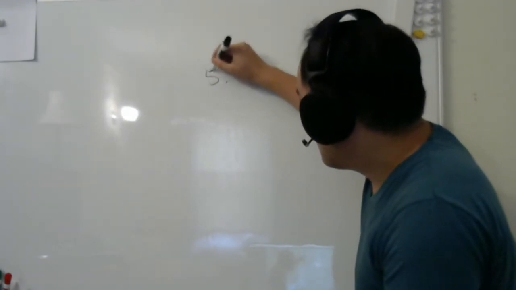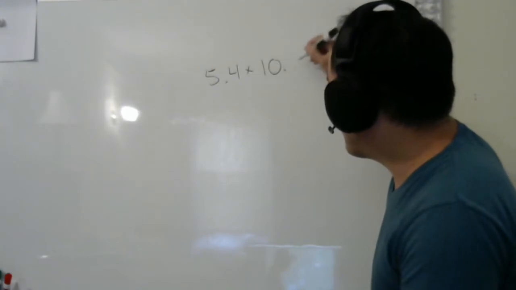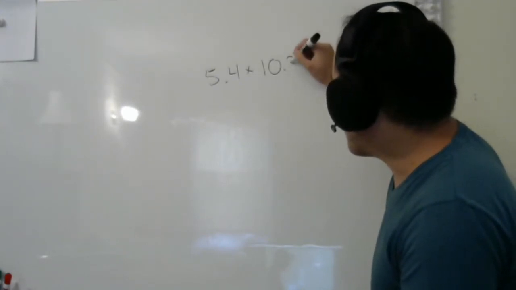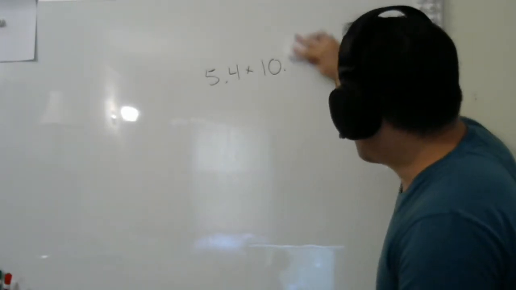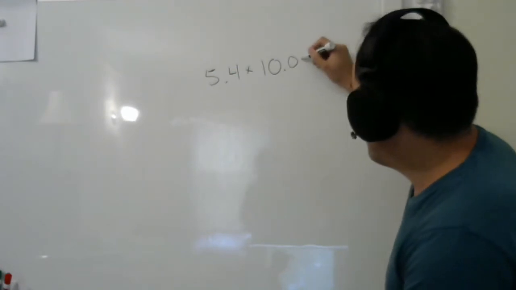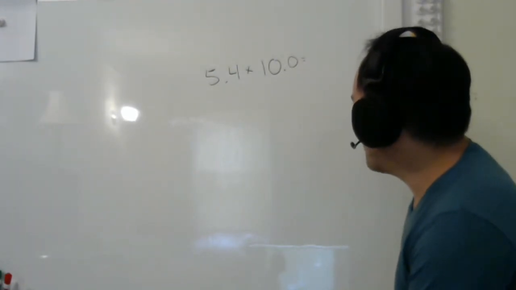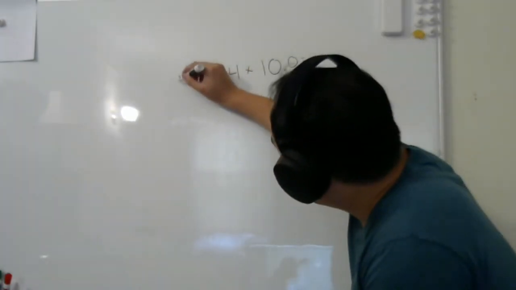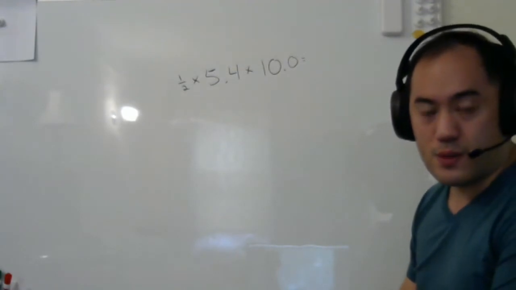5.4 times 10.3. I mean, I should probably give you an example that involves the sig rule, so 10.0. And let's say for no reason we'll add in 1/2. So solve this problem using the sig fig rules we discussed.